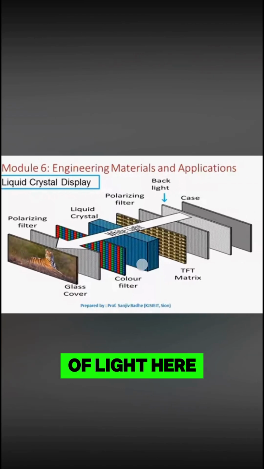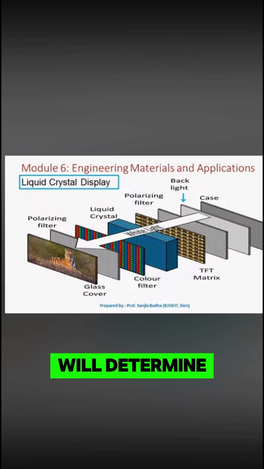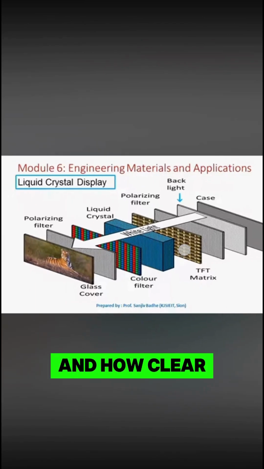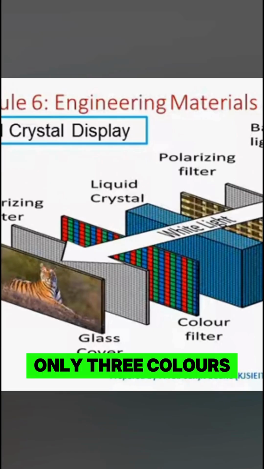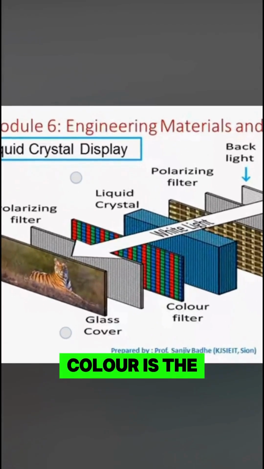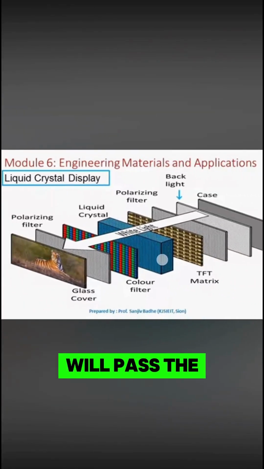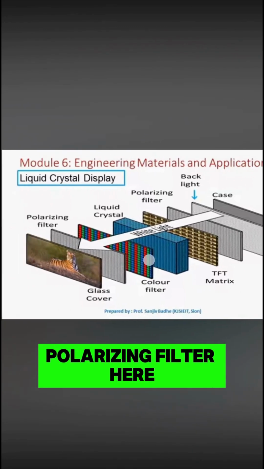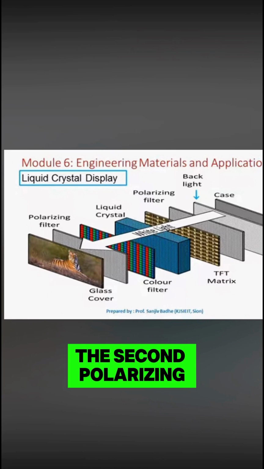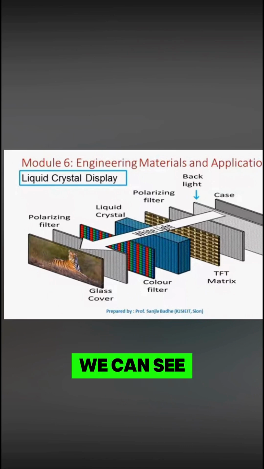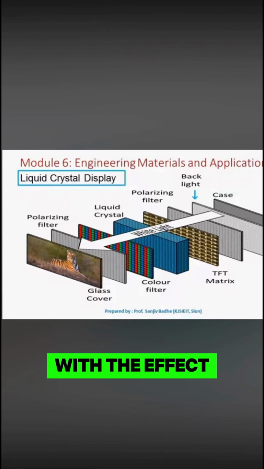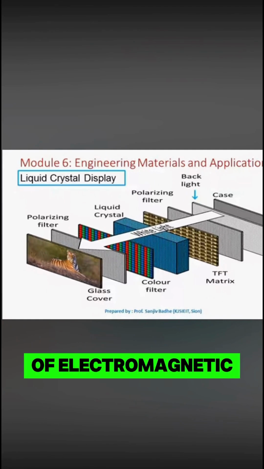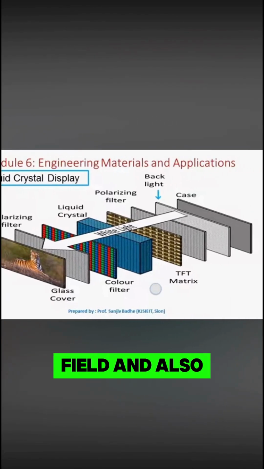The intensity of light here will determine how much light and how clear the picture is, and then it will pass the color filter. As you can see here, there are only 3 colors. The 3 colors are the main colors, and then it will pass the polarizing filter here, the second polarizing filter. Lastly, we can see the combination of these colors will produce this image, with the effect of the electromagnetic field and also the white light.